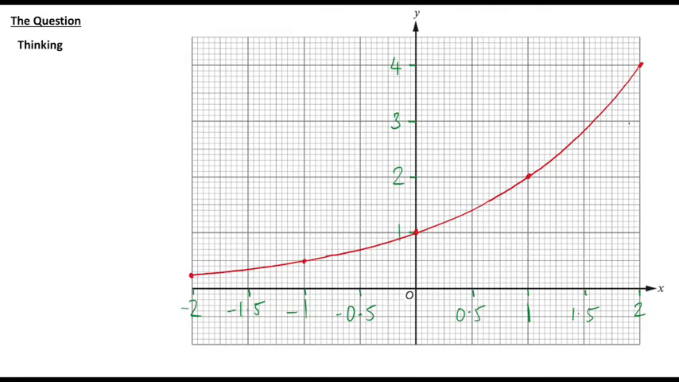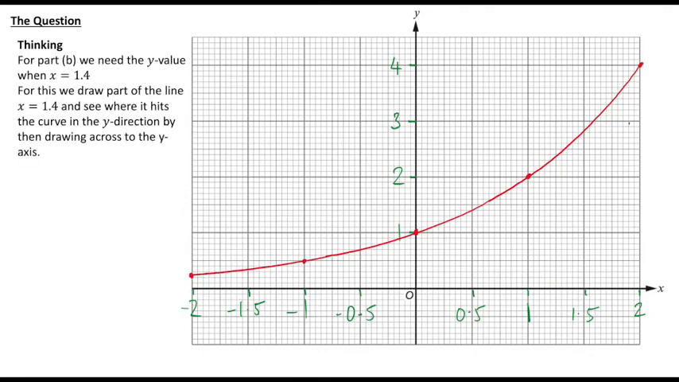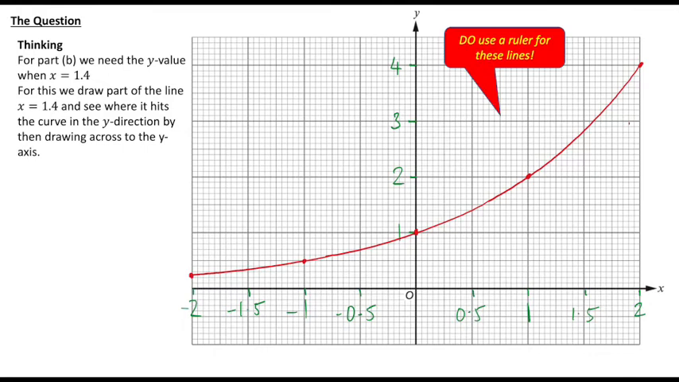Okay, so we have our graph drawn, and now we can get on to part B, and we need to find the y value when x is 1.4. So for this we draw part of the line x is 1.4, see where it hits the curve in the y direction by then drawing across to the y-axis. So in this case obviously we do use a ruler. So there's the line going up from x equals 1.4, and then it goes across and hits the y-axis there. And from the graph we can see that 2 to the power of 1.4 is roughly 2.6, a little bit over 2.6, but we can't really give a second decimal point in this situation.